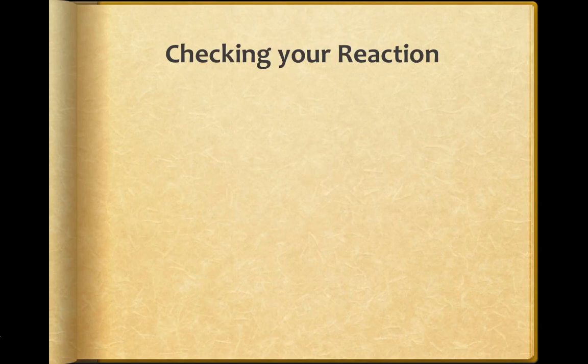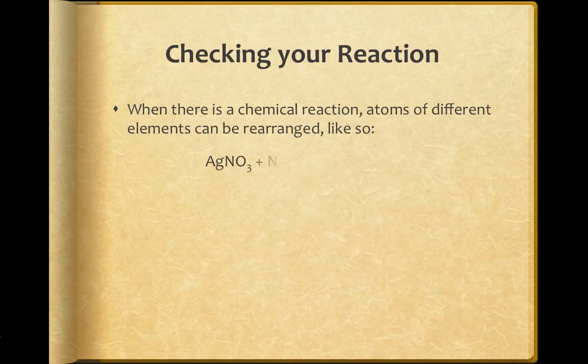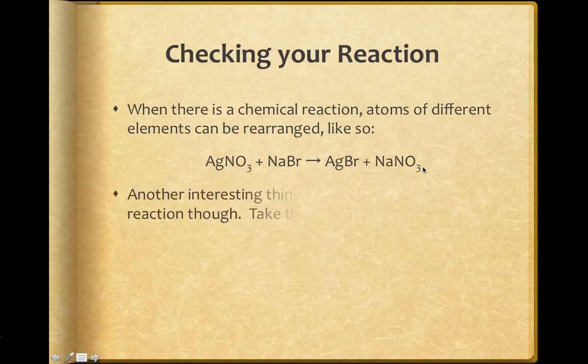All right, so I'm gonna jump in. I'm gonna kind of take us forward from where we've already been. With a chemical reaction, a lot of times elements, atoms are being rearranged. So for instance, right here we can see this is a double replacement reaction with the silver nitrate, the sodium bromide. They're going to replace each other. We get silver bromide and sodium nitrate. Nothing too special about this, okay?